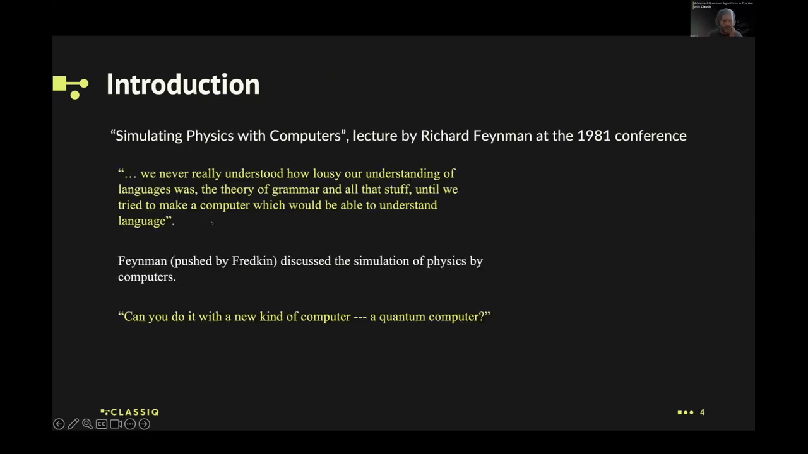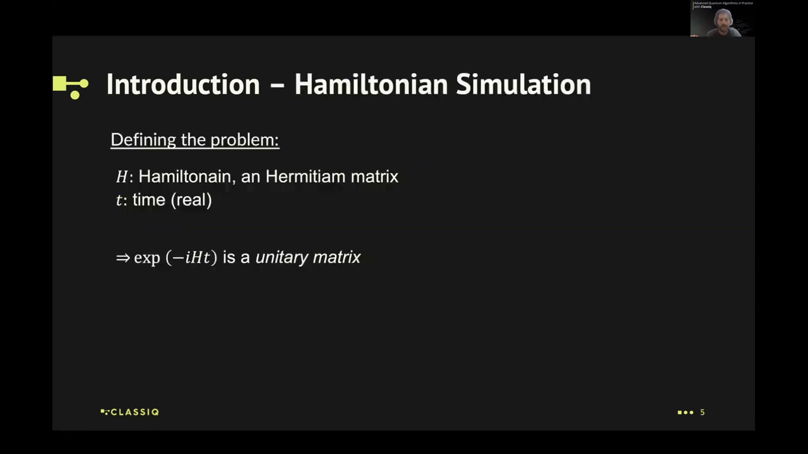So maybe I will start now with the most clear, basic and simplified definition of what Feynman was looking at, and this is Hamiltonian simulation. I will define the object that essentially will be the main object that I will look at in my talk. We have a Hamiltonian, which is a Hermitian matrix, and we have time, which is a real variable, and then e to the minus iHt is a unitary matrix. Okay, this is just basic mathematics.